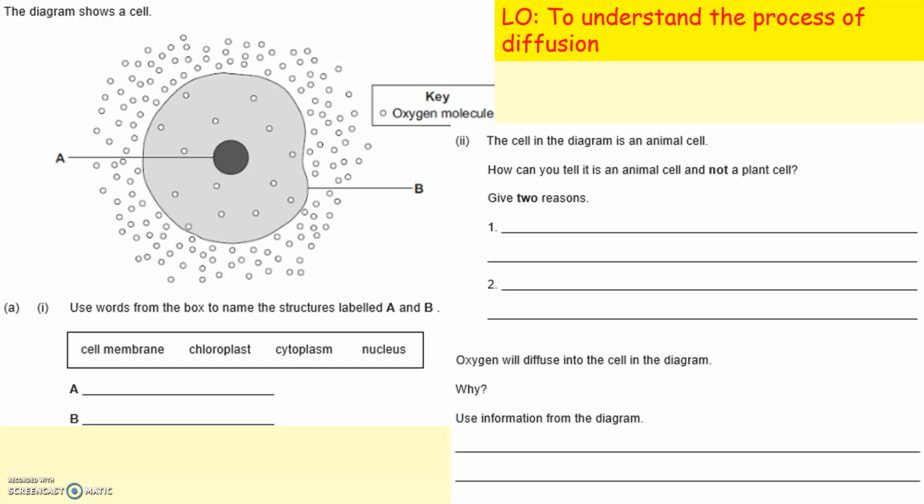Okay, the last question. Oxygen will diffuse into the cell in the diagram. Why? Use information from the diagram. So when you look at the diagram, you will see that you have high concentration of oxygen outside the cell and low concentration of oxygen inside the cell. So the oxygen that is in high concentration outside the cell will diffuse into the cell. So that's because of concentration gradient.